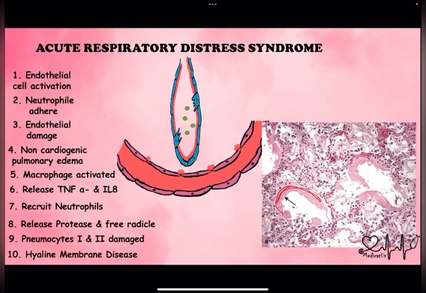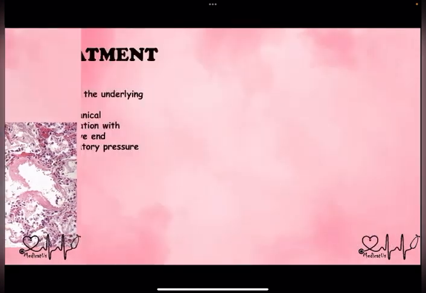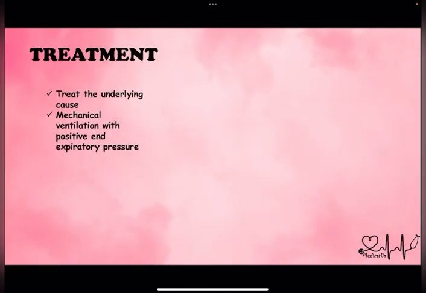Here you can see hyaline membrane. This is hyaline membrane disease, and the treatment for this can be treating the underlying cause, or we may even have to give mechanical ventilation with positive end-expiratory pressure. Many patients may not survive after this, and if they survive, chronic lung injury will happen.